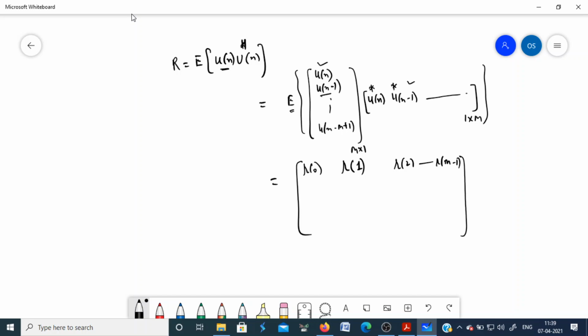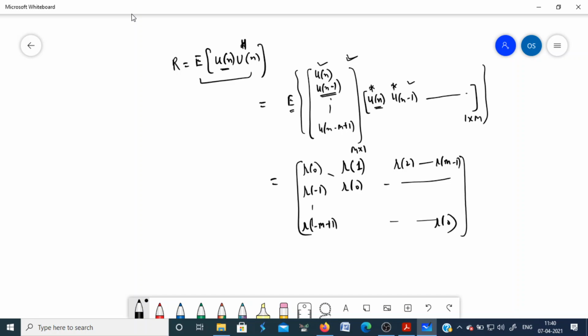Okay. So then you multiply u of n minus 1 with u of n, you will get correlation at a lag of minus 1. Then correlation at a lag of 0 and so on. So the last will be r of minus m plus 1 and this will be r of 0. This is how you define the correlation matrix. It is the expected value of u n and its Hermitian transpose, where u n is a column vector of the input samples, m samples, right?